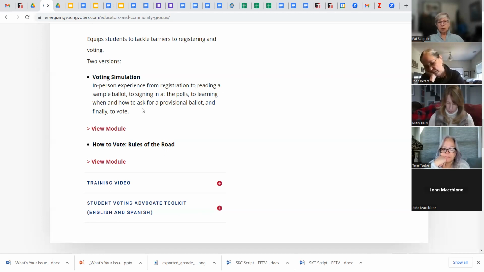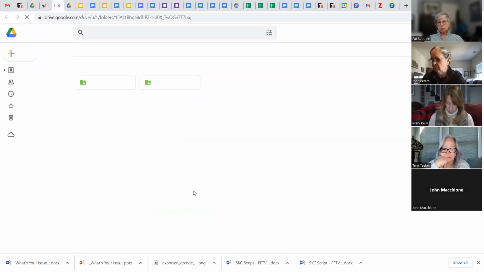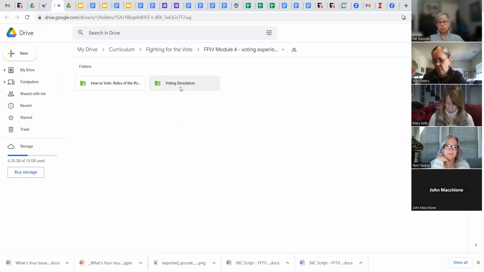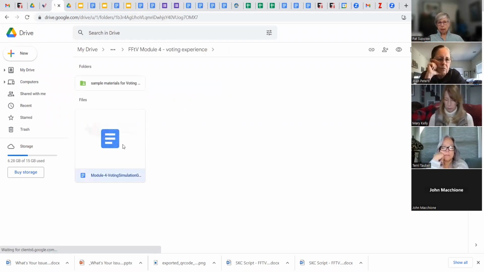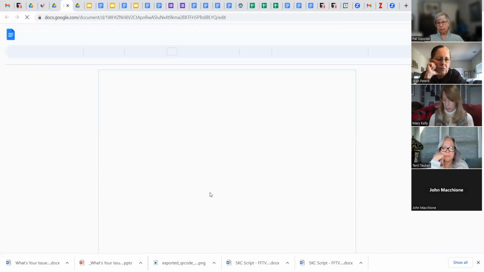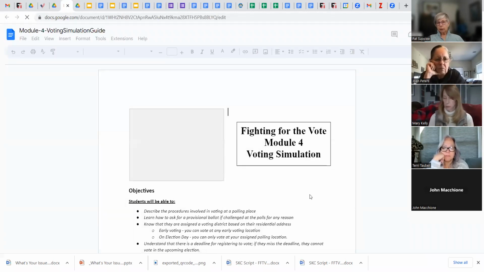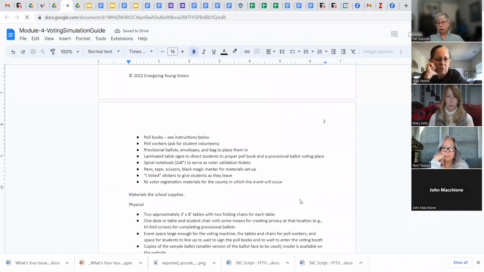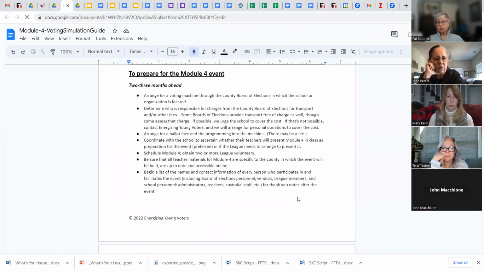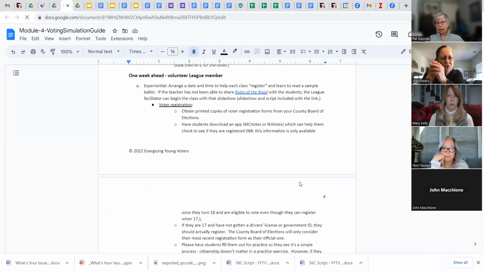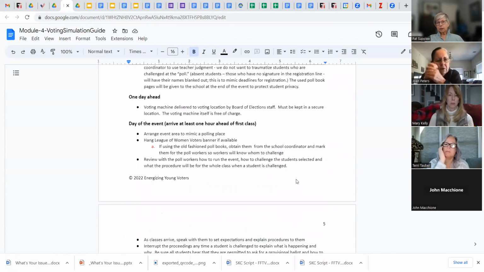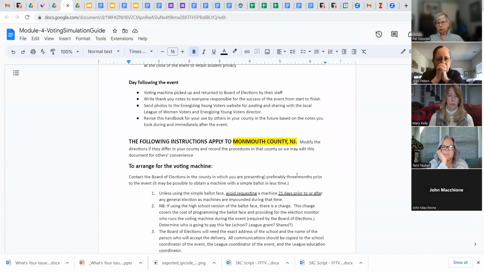All right, so the voting simulation is what I mentioned to you that Plainfield is doing right now. There's no slideshow for that, but there is a very lengthy set of directions. This is what you need in terms of materials. This is what you have to do two months ahead, three months ahead, a week ahead. So it can be handled by a school district by itself.